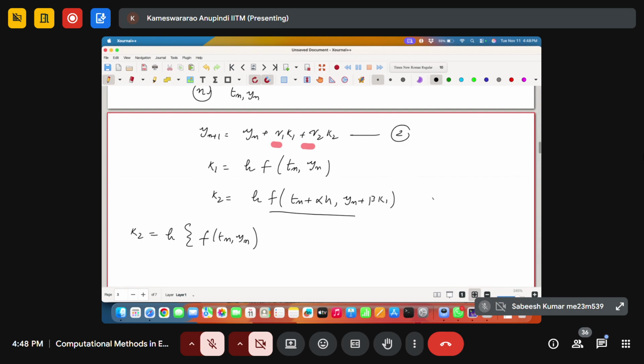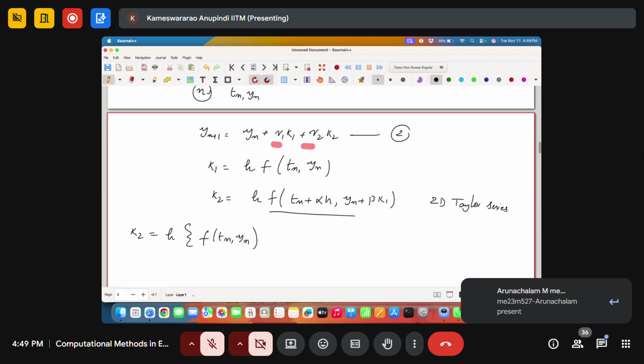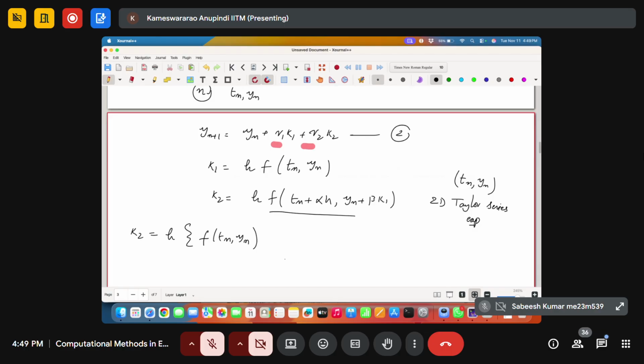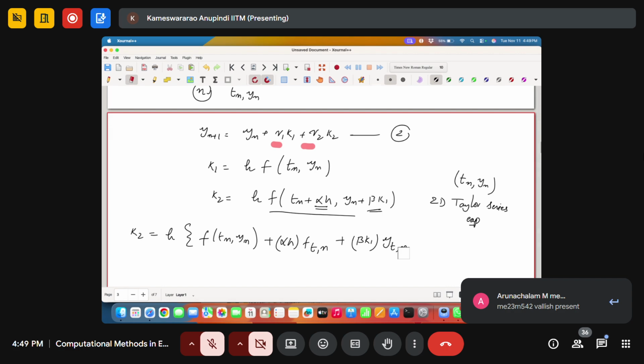So I'm using a 2D Taylor series expansion. When I say 2D, it is because we are expanding about T_n, Y_n. There are two variables. That means plus, now I have alpha h, that is the step, times f sub t at n, plus I have beta K1 times partial y, that is partial f with respect to y at n, right?